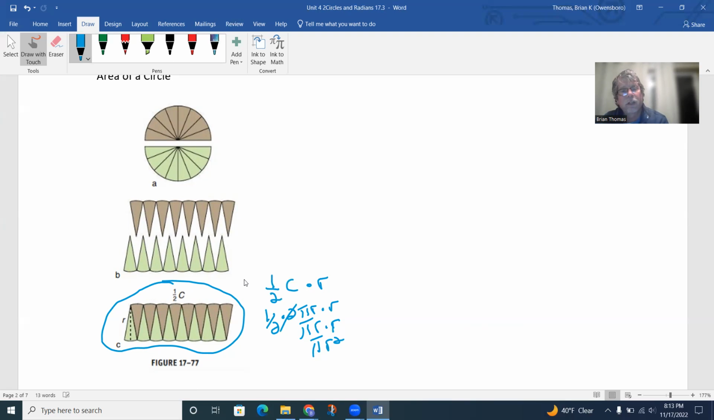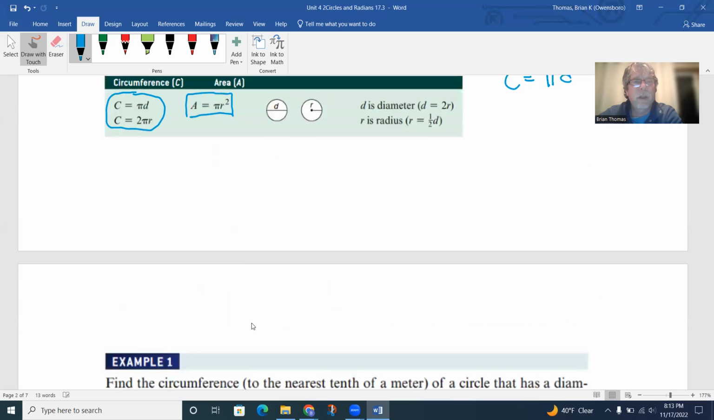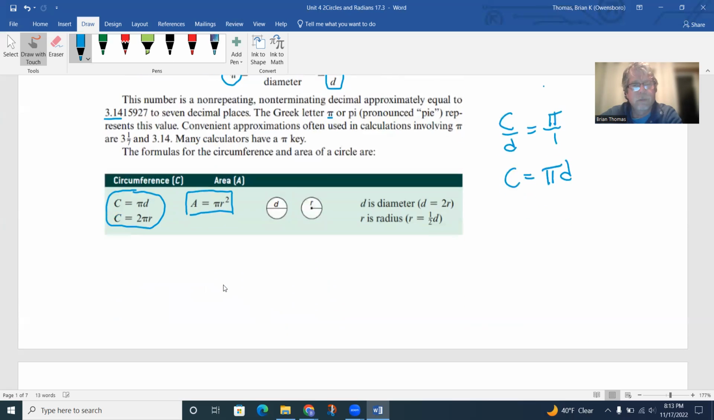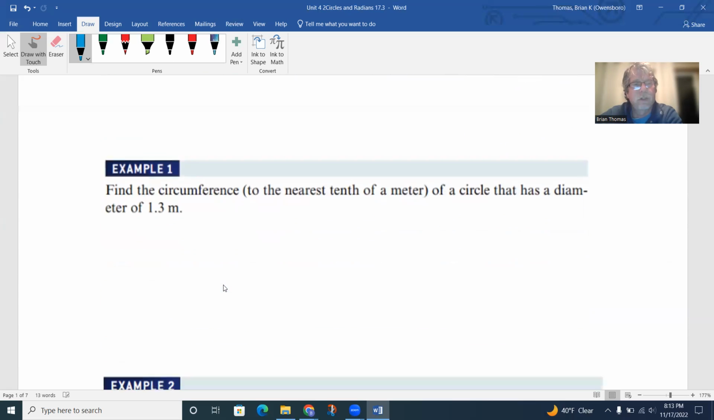This pi R squared can be created by rearranging the area of a circle into the area of a rectangle and seeing a more concrete way of doing it. So there are two formulas that we mainly focus on: the circumference formulas and the area formula. For the circumference, we can use either the diameter or the radius. But the area has to use the radius of the circle.